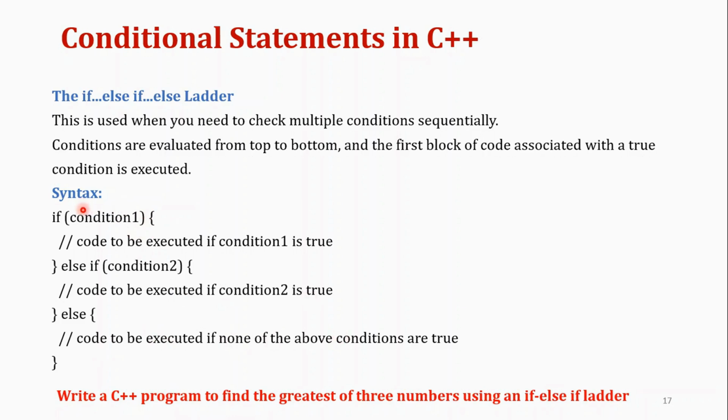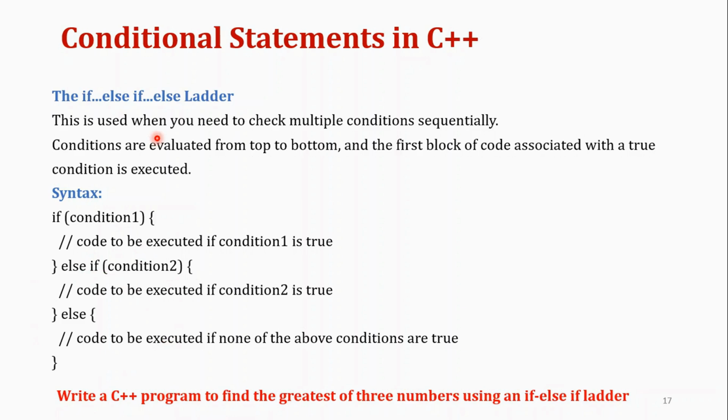I'm repeating: if the first condition is true, this statement will be executed. If the first condition fails, I check the second condition. If the second condition is true, this statement will be executed, and the rest two will be ignored. If the second also fails, I come to the else part. Like this you can add as many else ifs as you need. So this is the if else ladder.